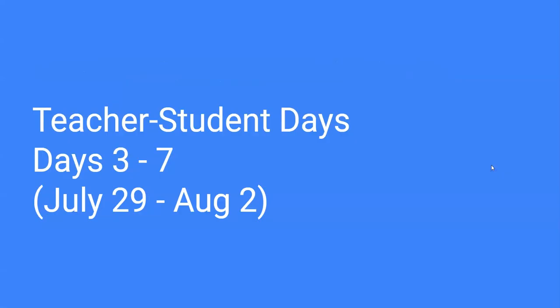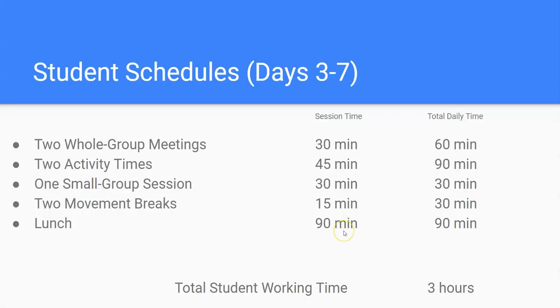All right. Then the other kind of day will be teacher-student days. Now on these days, 3 through 7, that's July 29th through August 2nd, students will join us, but they won't join us for the entire day. Here's what students will do during the day.